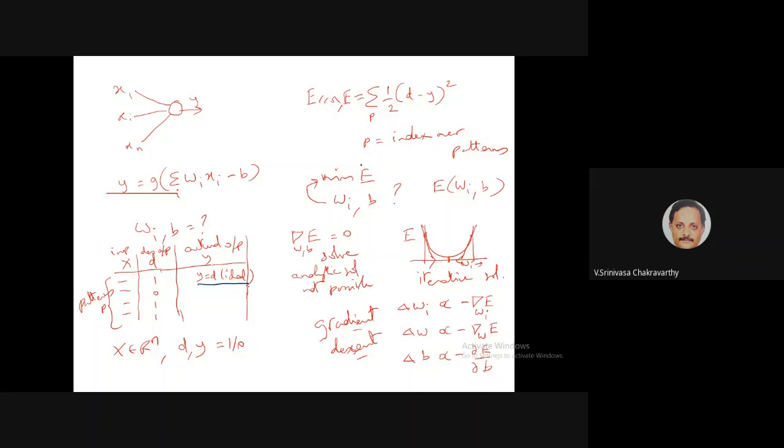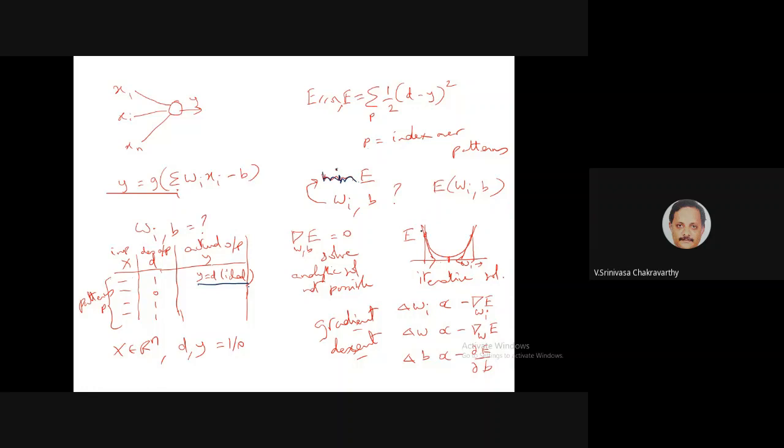The goal of training is now how to find w's and b in such a way that they minimize the error e. How do you do that? One way to do it is just take the derivative of the error, del e equal to 0 with respect to b and w, and solve it analytically. But that is not possible in general if you have a very complicated network. So what we actually do is go for an iterative solution.